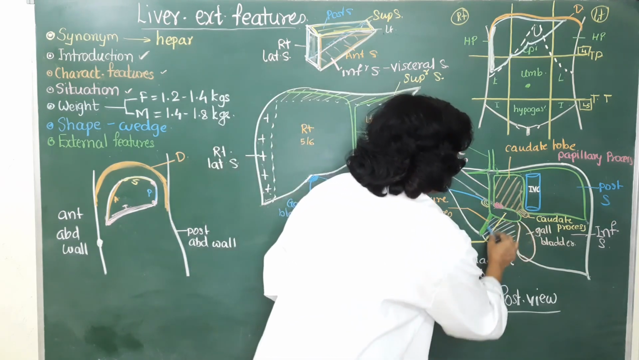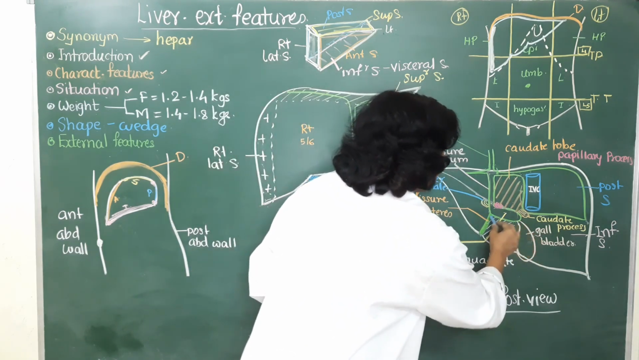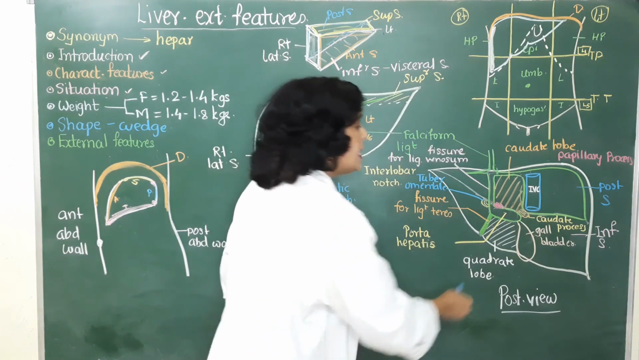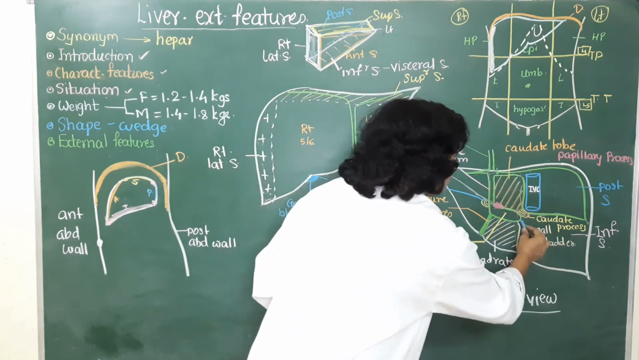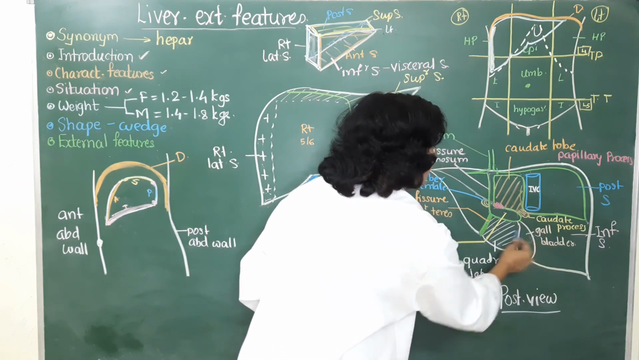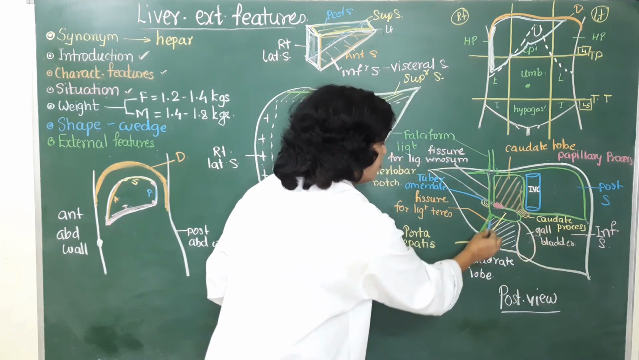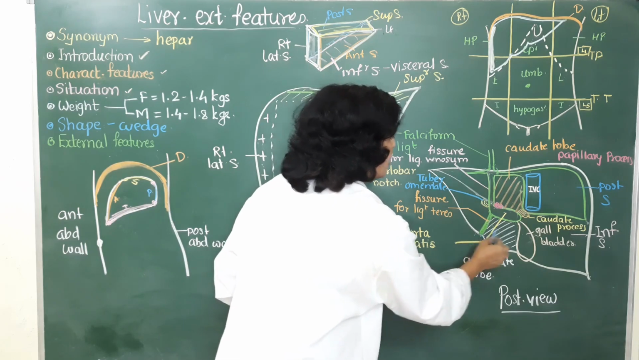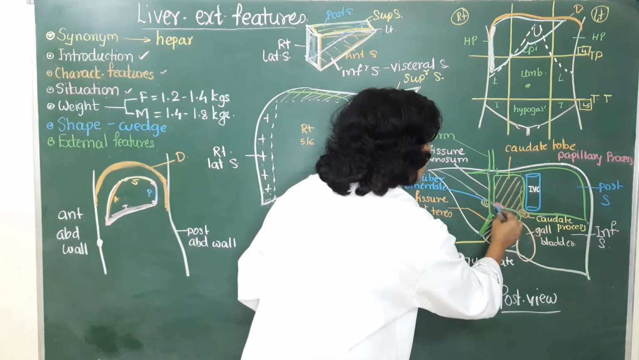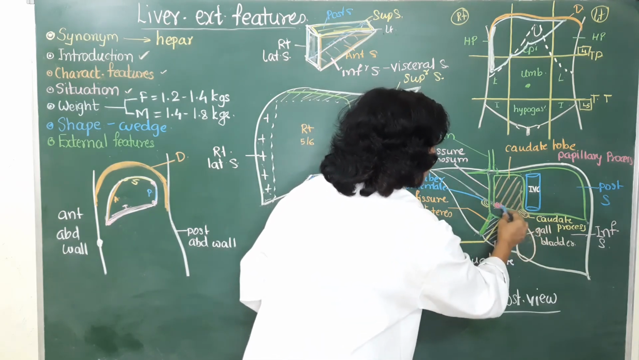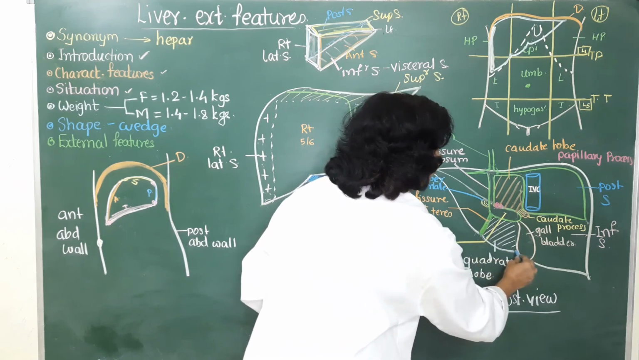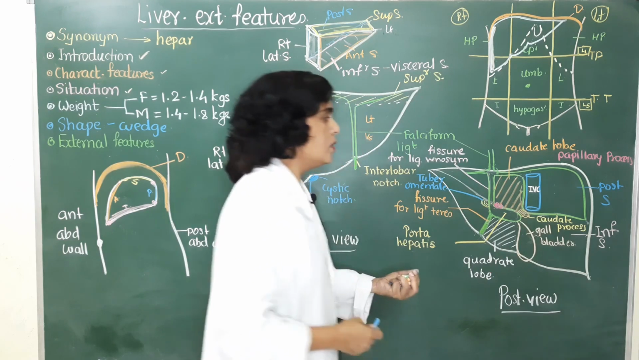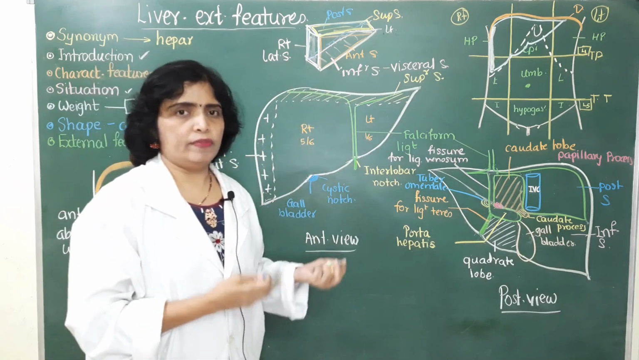Now coming to the quadrate lobe of the liver, it is quadrangular in shape. It lies on the inferior surface of the liver, and it is bounded on the right side by the fossa for gallbladder, on the left side by the fissure for the ligamentum teres. Above and posteriorly it is bounded by the porta hepatis. Below and anteriorly it is bounded by the inferior border of the liver. That is about the external features of the liver.